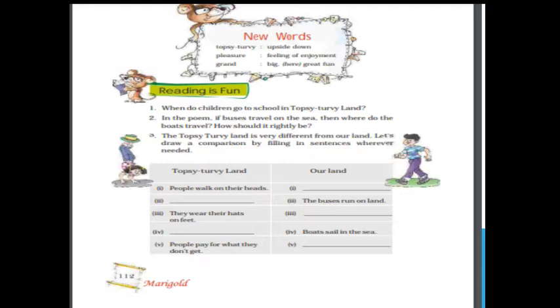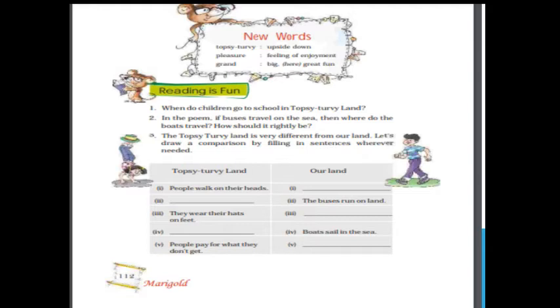When do children go to school in Topsy-Turvy Land? The children in this poem, like Topsy-Turvy Land, go to school at what time, children? They go to school at night time. In the poem, if buses travel on the sea, then where do the boats travel? How should it rightly be? The boats travel on the street, up and down on the streets. Actually, the boat should be in water, but in Topsy-Turvy Land it will be traveling on the street. Topsy-Turvy Land is very different from our land.